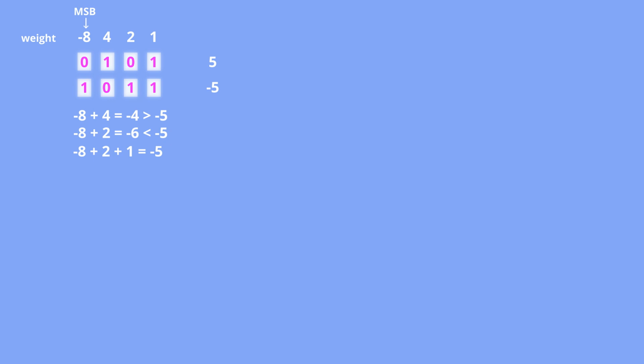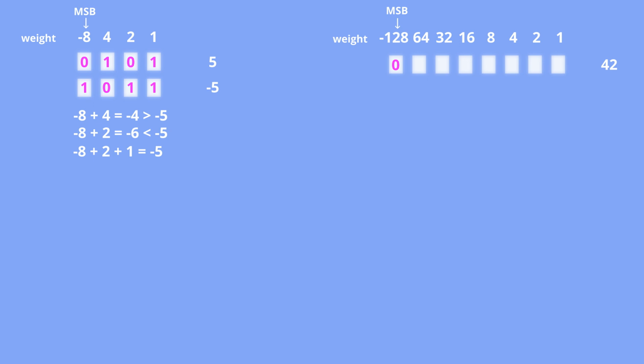Now let's consider 8-bit 2's complement representation. We have a sequence of weights 1, 2, 4, 8, 16, 32, 64 and negative 128. Let's make 2's complement representation of the number 42. We don't need to take negative 128 because 42 is a positive number. We don't need to take 64, because 64 is greater than 42.